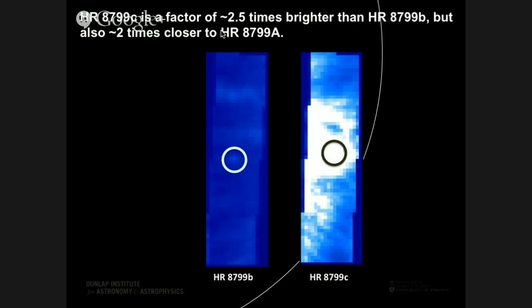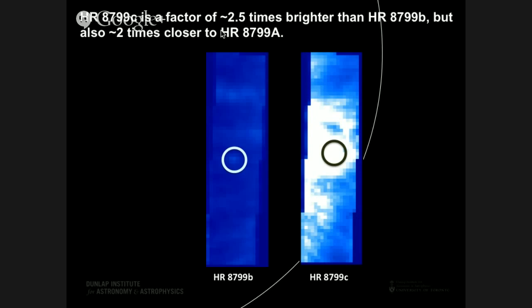So now, moving on to the other planet, HR8799c. This planet is a factor of 2.5 times brighter. It's a bigger planet than b, but it's also twice as close to the star. So these two collapsed OSIRIS data cubes are on the same stretch. I think if you squint, you can actually see HR8799b pretty easily amongst the starlight, or the scattered starlight. But c, I think, is completely wiped out.